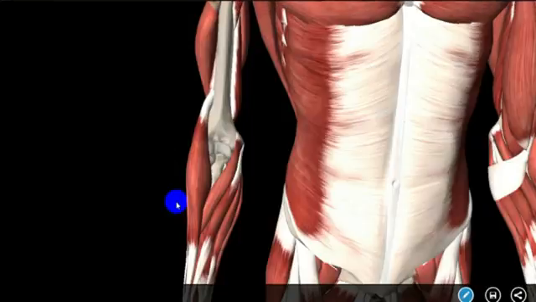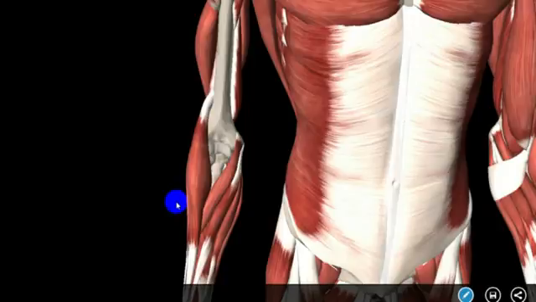Welcome to this tutorial which deals with the cubital fossa. Now, the cubital fossa is a triangular depression which is located in front of the elbow, at the anterior aspect of the elbow. In discussing the cubital fossa, we'll first of all look at the boundaries, then we'll look at the roof, look at the floor, and then we'll go to the contents of the cubital fossa.